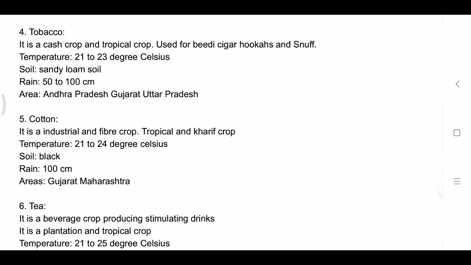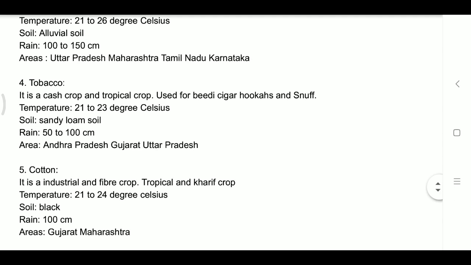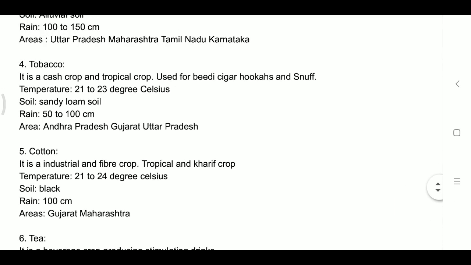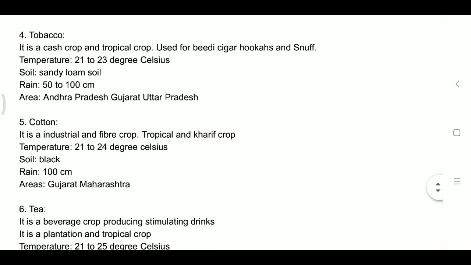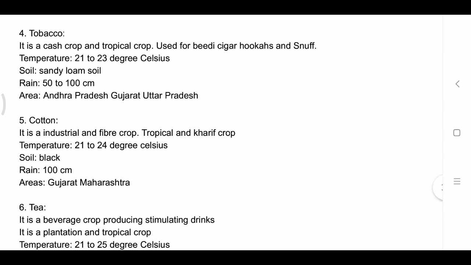Tobacco, it is a commercial crop, tropical crop, and used for bidi, cigar, hookahs, and snuff. Since it is a tropical crop, it needs more temperature, 23 degrees Celsius, sandy loamy soil, medium rainfall is required, 50 to 100 centimeter. Andhra Pradesh is the largest producer.